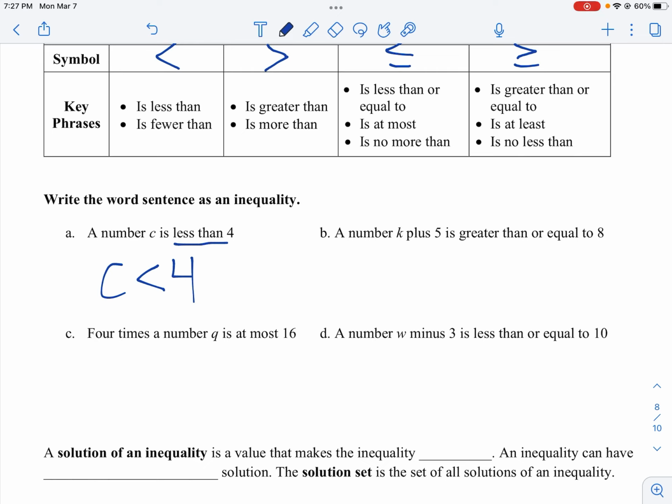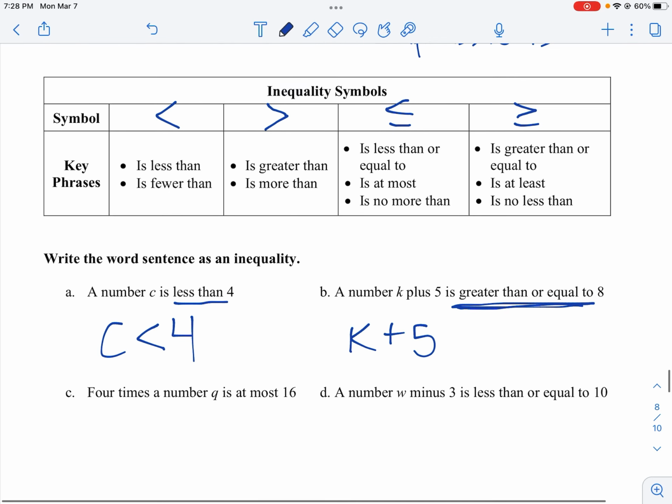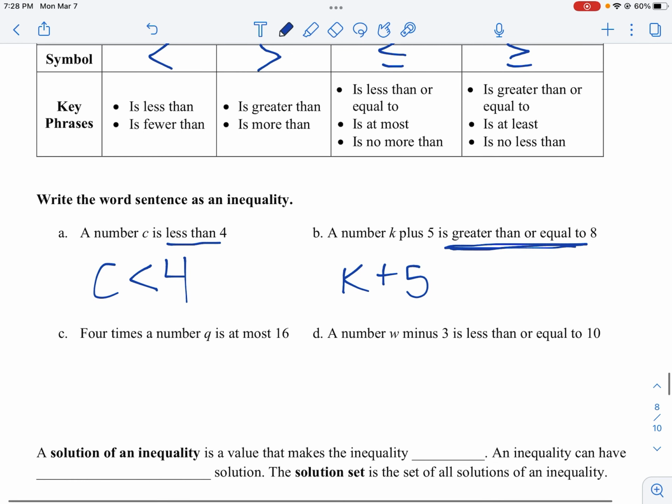On this next one, it says a number K plus 5 is greater than or equal to 8. So my keyword or phrase is greater than or equal to. This says a number K plus 5, so we're going to have K plus 5 is greater than or equal to. So we go up and find our greater than or equal to symbol, and it's this one. So we have greater than or equal to 8. Next class, we're actually going to be solving an inequality like this, but today we're just becoming familiar with it.